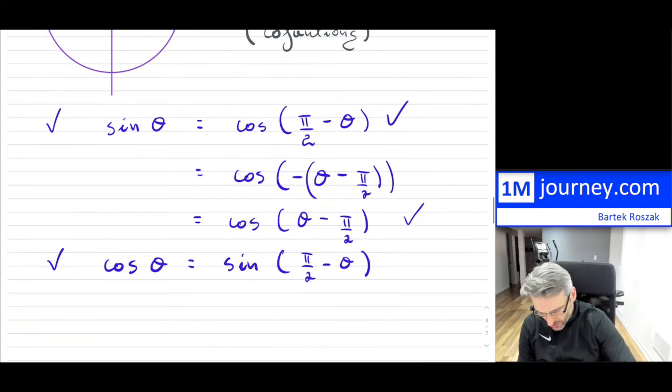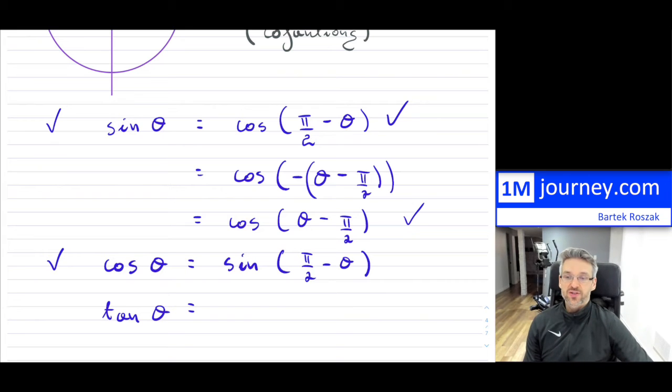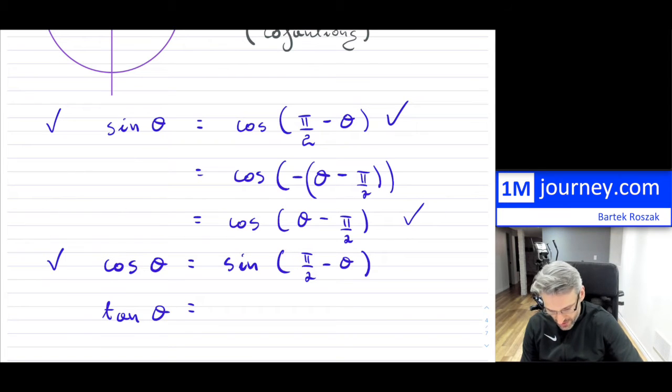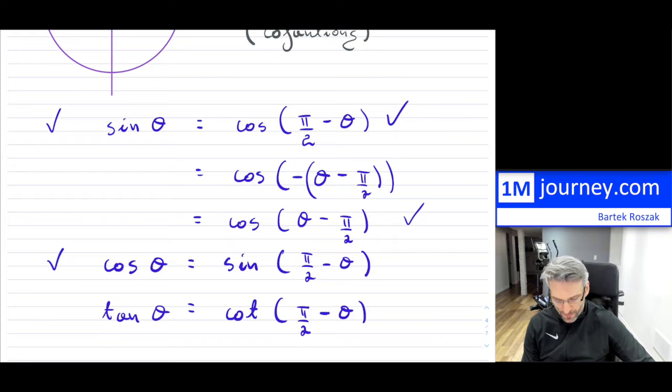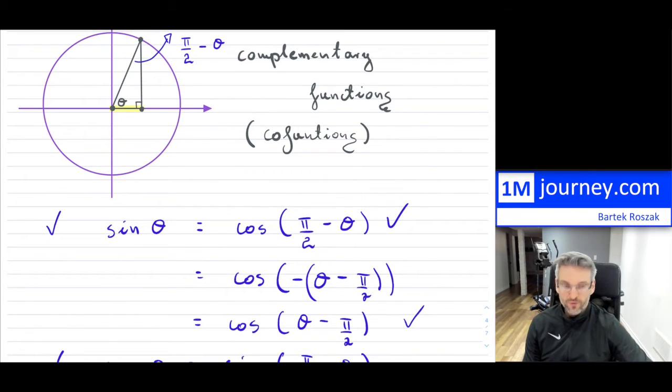And because of that, you can also do the same thing. You can say the tangent of theta, which really is just sine theta over cos theta, right? If you do this, then this is going to turn out to be cotangent of pi over 2 minus theta. So that's what we would have had in here. Nothing special really with regards to this first piece that we have. Okay, so those are my complementary or cofunctions.